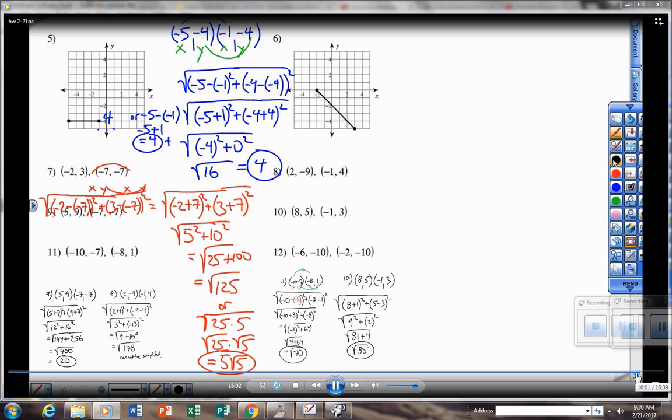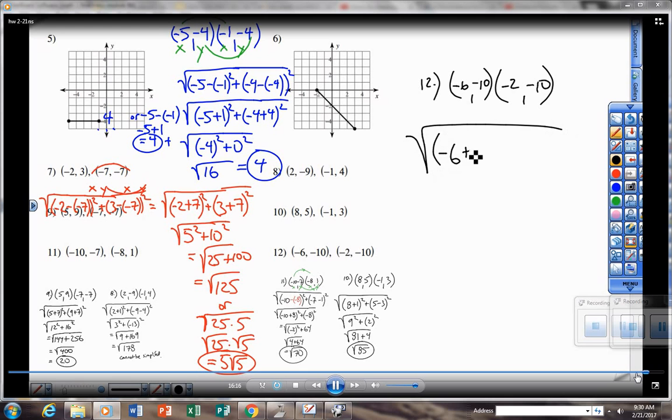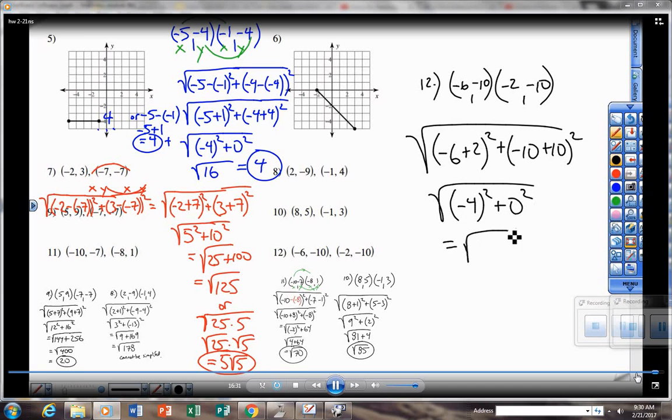Last problem, number 12. Negative 6, negative 10, and negative 2, negative 10. I'm going to connect my x's and my y's. So negative 6 minus negative 2 is negative 6 plus 2 squared. Plus negative 10 minus negative 10 is negative 10 plus 10 squared. Gives me negative 4 squared plus 0 squared. Gives me the square root of 16, because negative 4 times negative 4 is 16, and that simplifies into positive 4. Alright, so do these on paper, do them again in your composition notebook, and write a sentence for each.